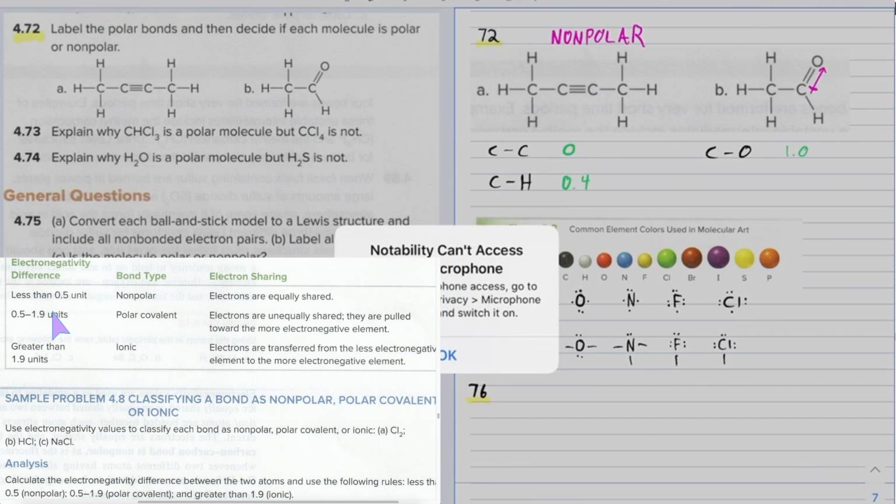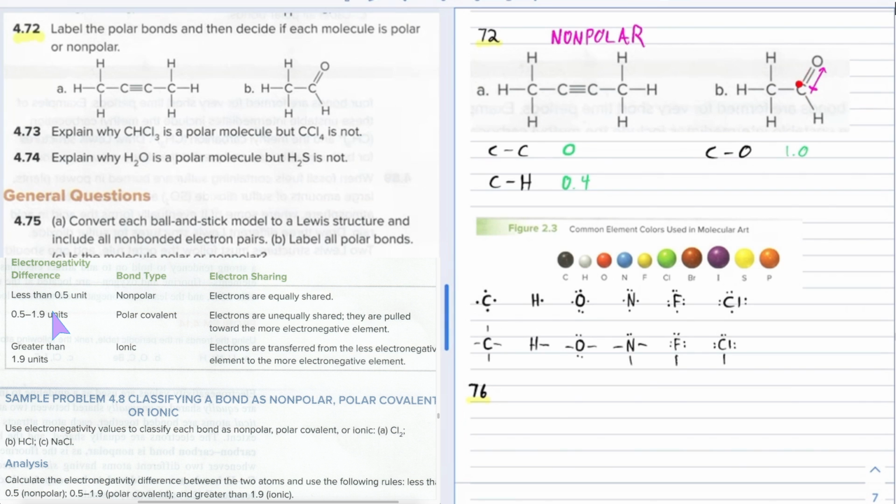So this bond right here is polar. Oxygen is pulling these electrons away from the carbon. And so there's an arrow pointing this way, and this is a polar molecule. The oxygen is kind of pulling electrons towards this end of the molecule.